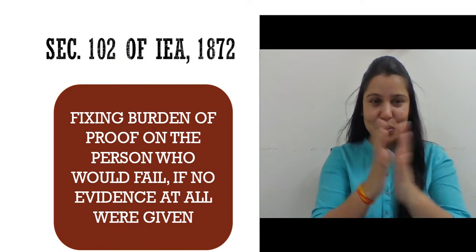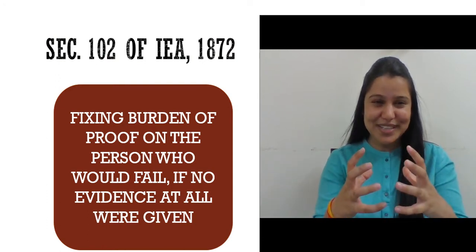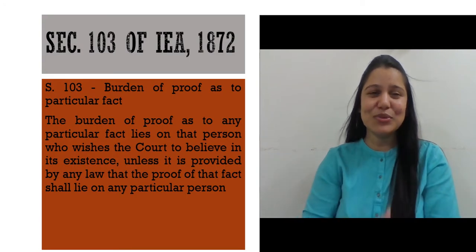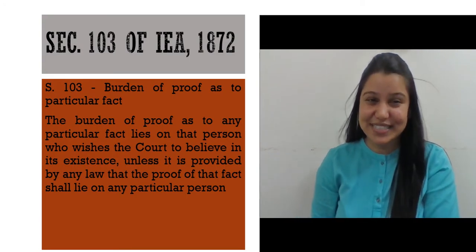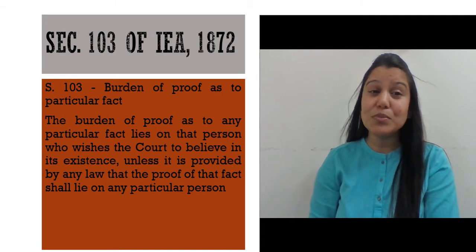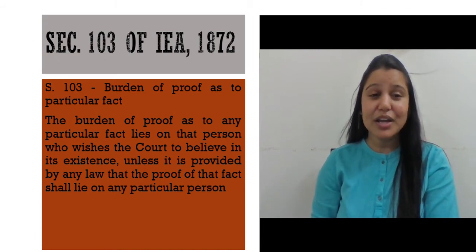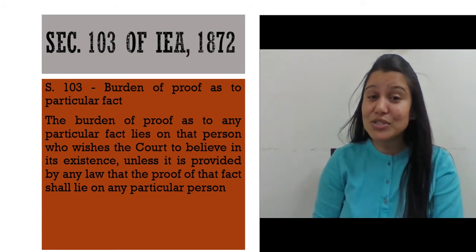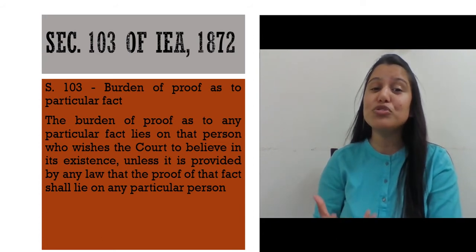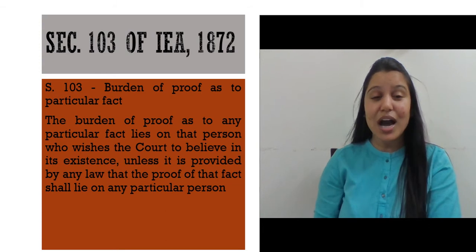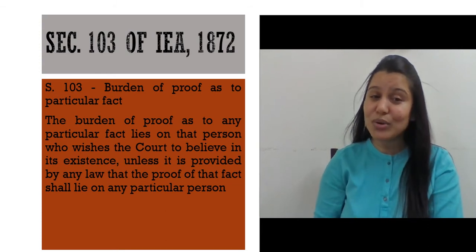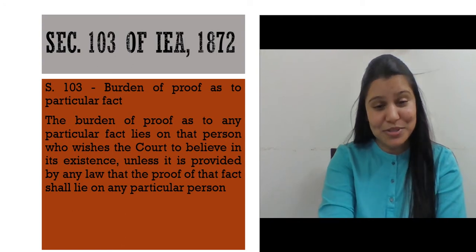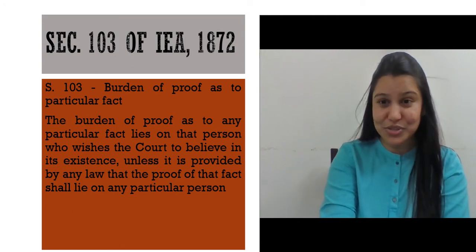So that is the overall guideline. Now let's see what Section 103 of the Indian Evidence Act states: burden of proof as to a particular fact. The burden of proof as to any particular fact lies on that person who wishes the court to believe in its existence, unless it is provided by any law that the proof of that fact shall lie on a particular person. Now, what happens under this section?